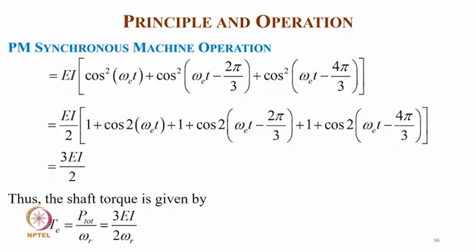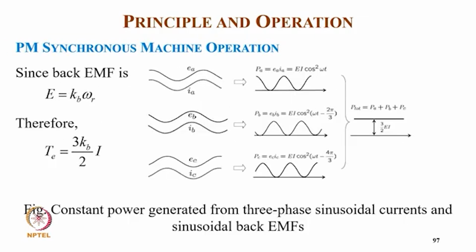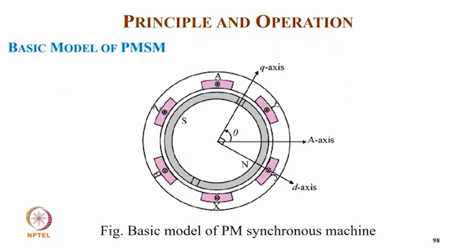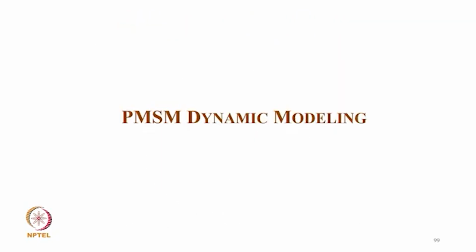Thus the shaft torque is T = P/ω_r, that is 3EI upon 2ω_r. And since back EMF is E = K_B ω_r as shown here, and the power for all three phases individually, the total power for three phases becomes constant at 3/2 EI, and torque becomes 3K_B/2 times I. So now this is the basic model of a permanent magnet synchronous motor. You can see clearly the surface mounted magnets and the three-phase winding on the stator, as is symbolic.